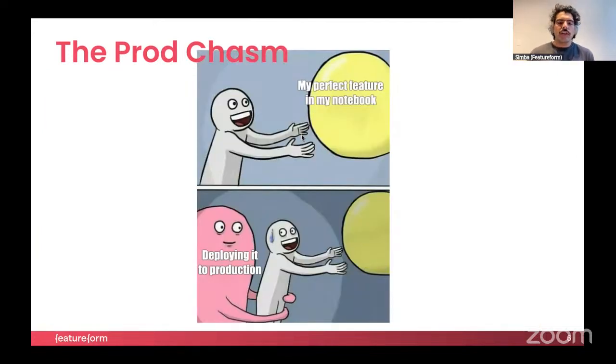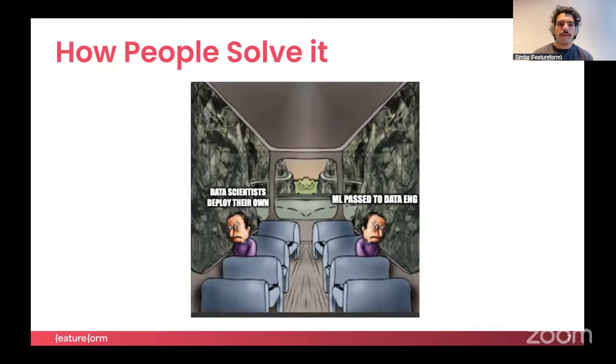The prod chasm we talk about a lot is this chasm between your perfect feature in your notebook to it being in production. The way people solve it is one of two ways. Either data scientists deploy their own, where you have to go take your notebook, maybe rewrite it, work with all the production grade systems and try to get that data into production, keep it updated, handle reliability, handle monitoring, all the stuff that comes into that.